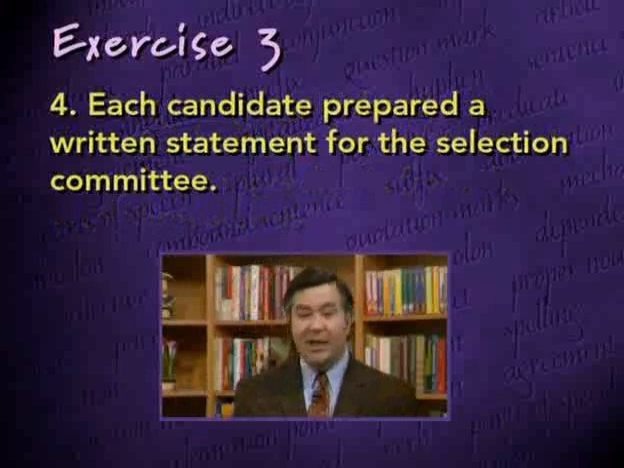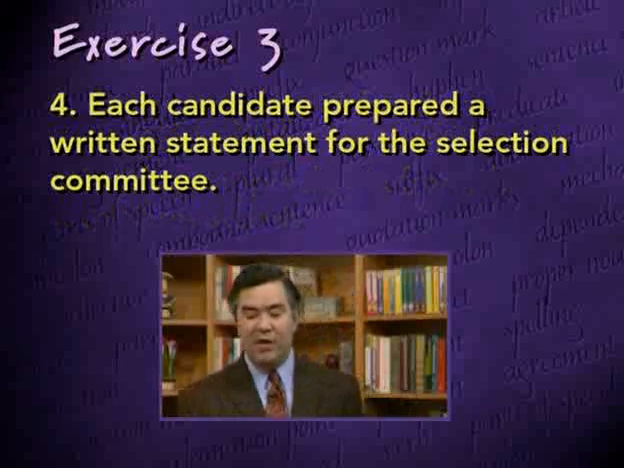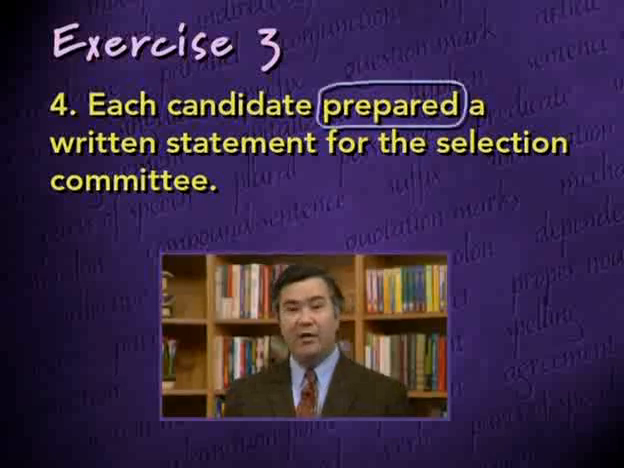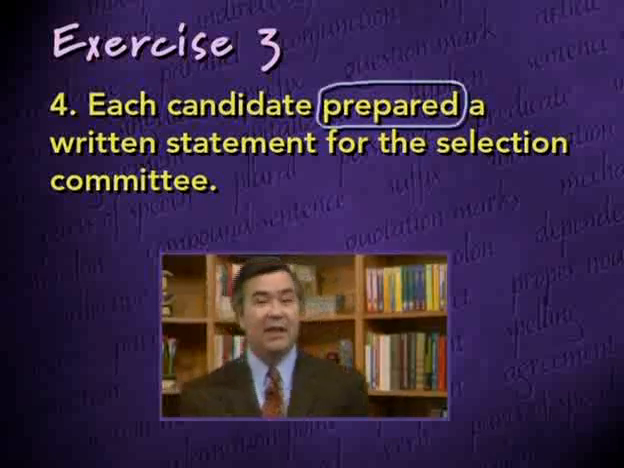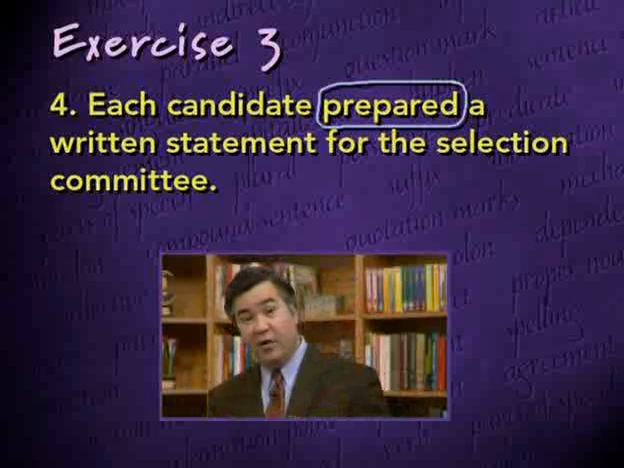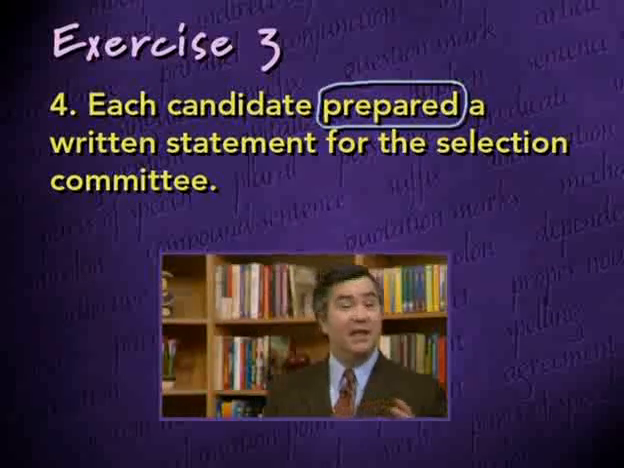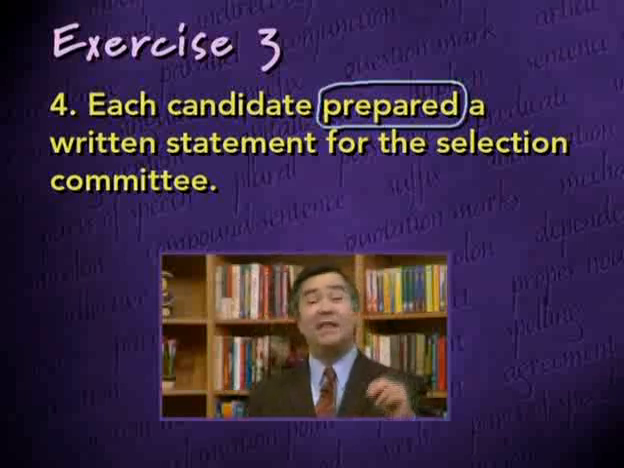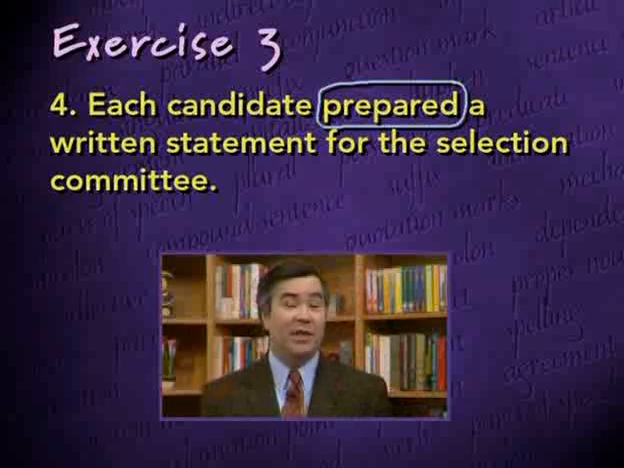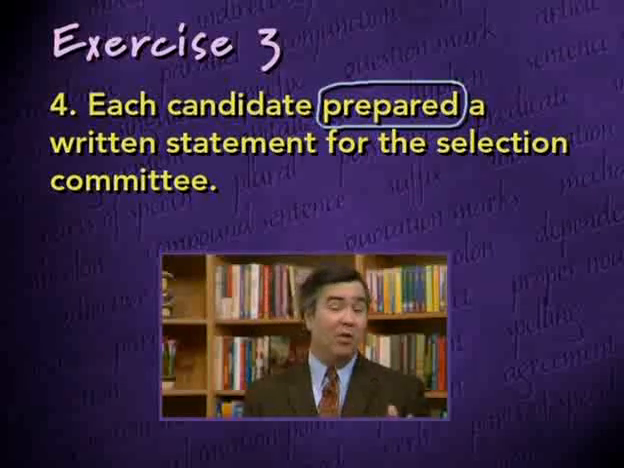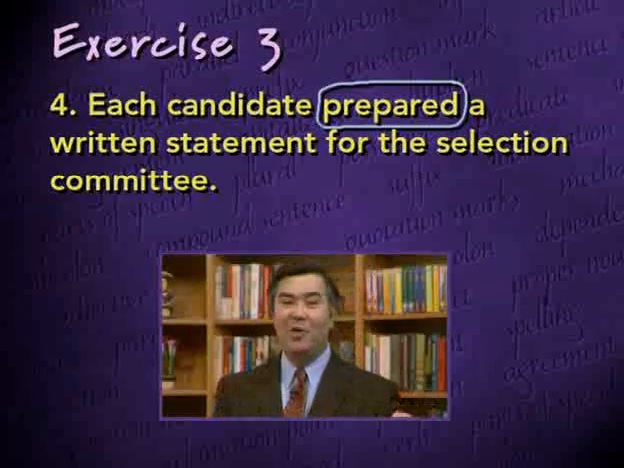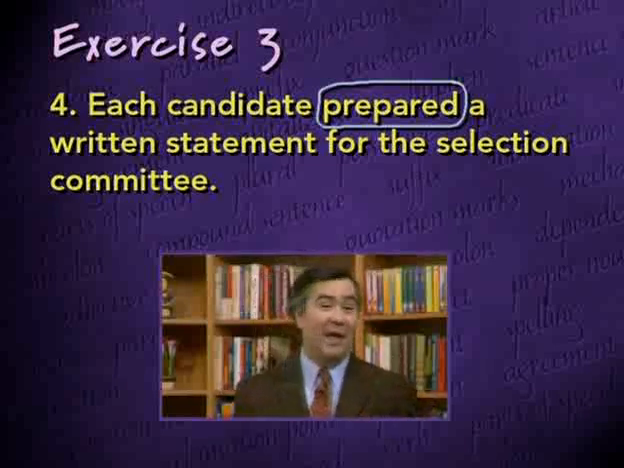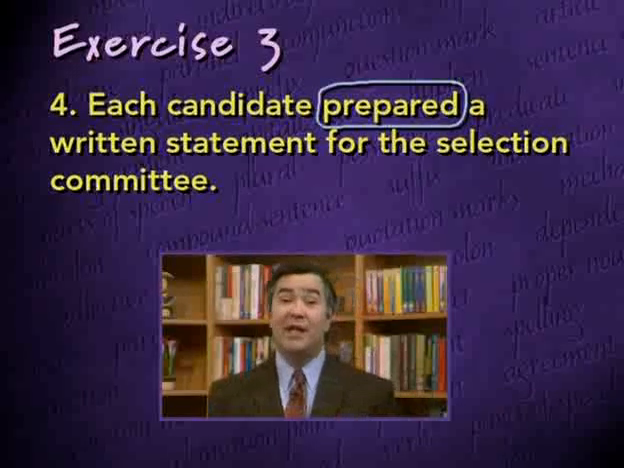Next example. Each candidate prepared a written statement for the selection committee. What's the verb here? The verb is prepared. Who or what did the preparing? Each candidate. So the verb is prepared. What's the direct object? That is, do we know who or what the candidates prepared? Well, they prepared a written statement. So the noun statement is the direct object. Is there an indirect object, a word appearing between the verb and the direct object, which tells to whom or for whom the statement was prepared? The answer is no. There is no indirect object here.